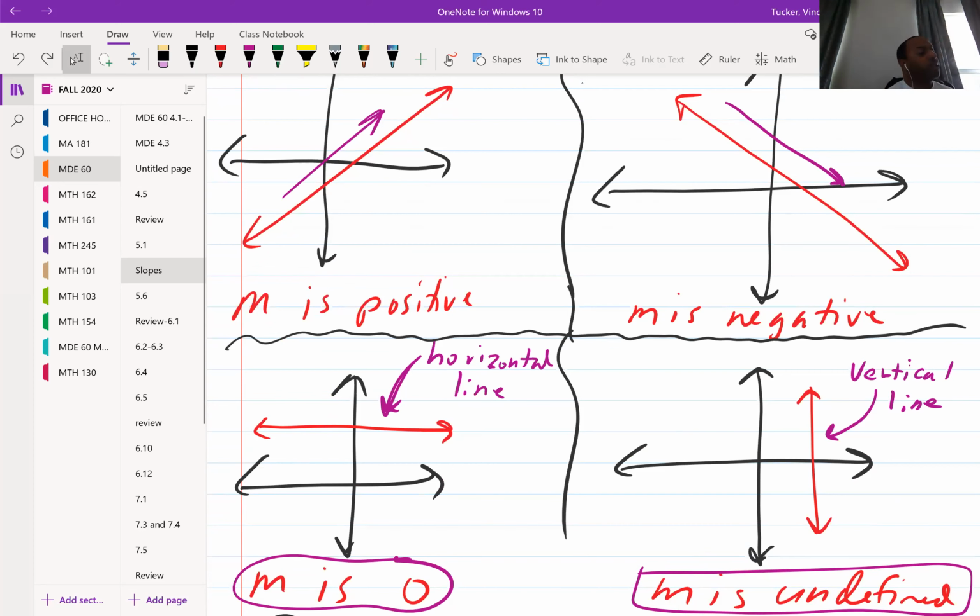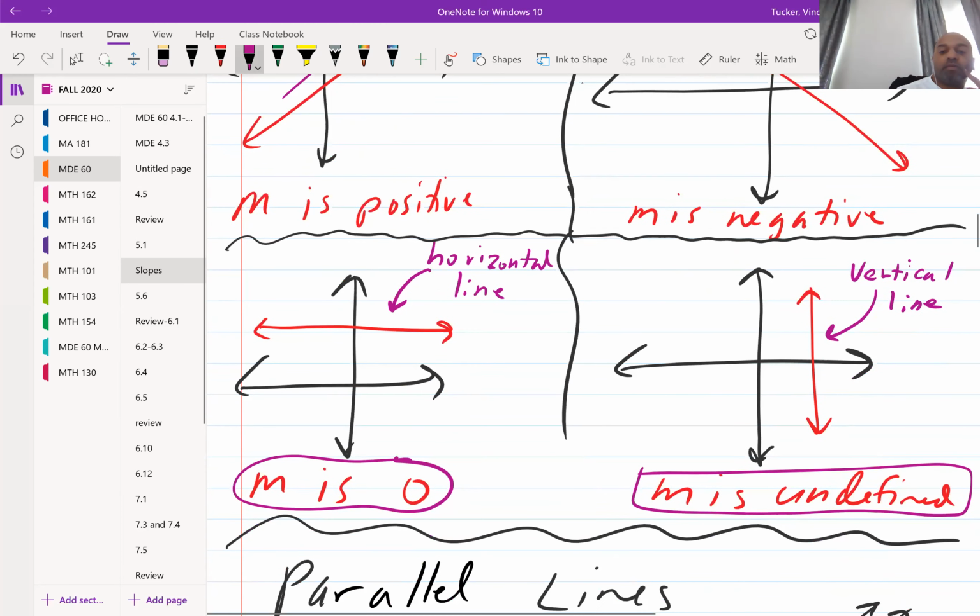All right, so no calculation there. Just know that following it from left to right, if your line goes up, then your slope is positive. If it goes down, slope is negative. If it's a horizontal line, your slope is 0. If it's a vertical line, your slope is undefined. Any questions?